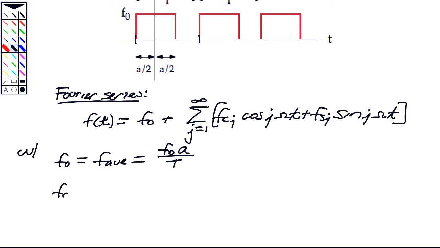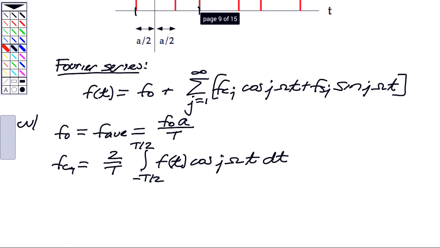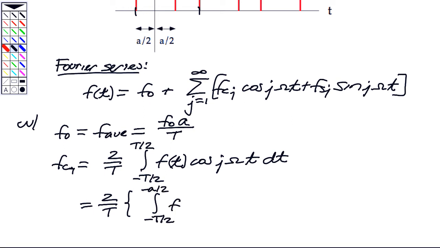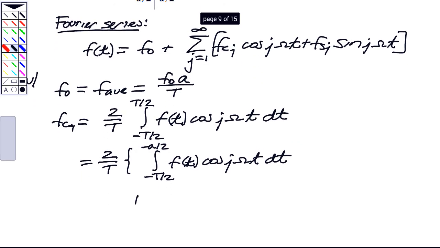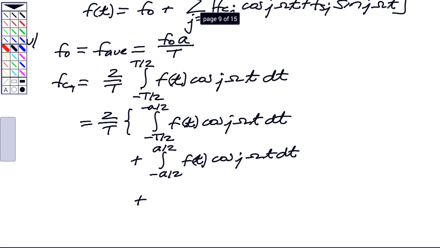The coefficient fcj, we find that by 2 over T times the integral from minus T over 2 to T over 2 of f of t cosine of j omega t dt. So we recognize here that we need to really break this integration up into three parts. The first part is going to go from minus T over 2 to minus a over 2 of f of t cosine j omega t dt. Next, from minus a over 2 to positive a over 2 of f of t cosine j omega t dt. And then from a over 2 to positive T over 2 of f of t cosine j omega t.